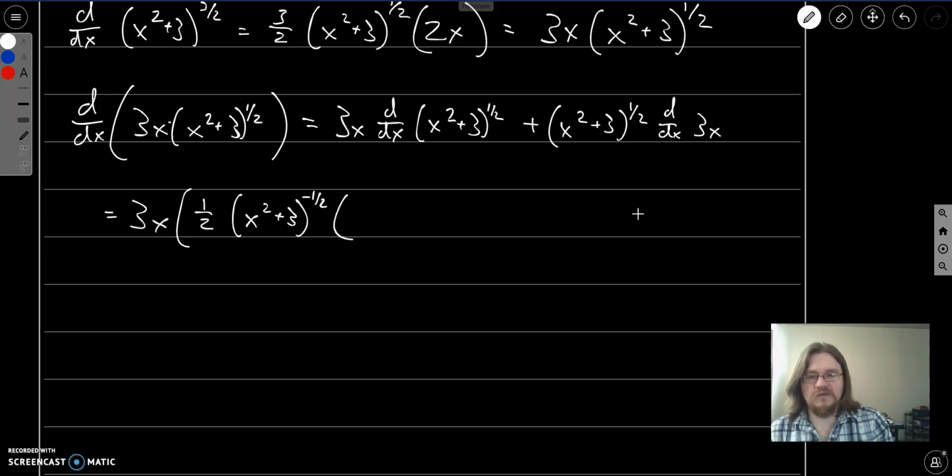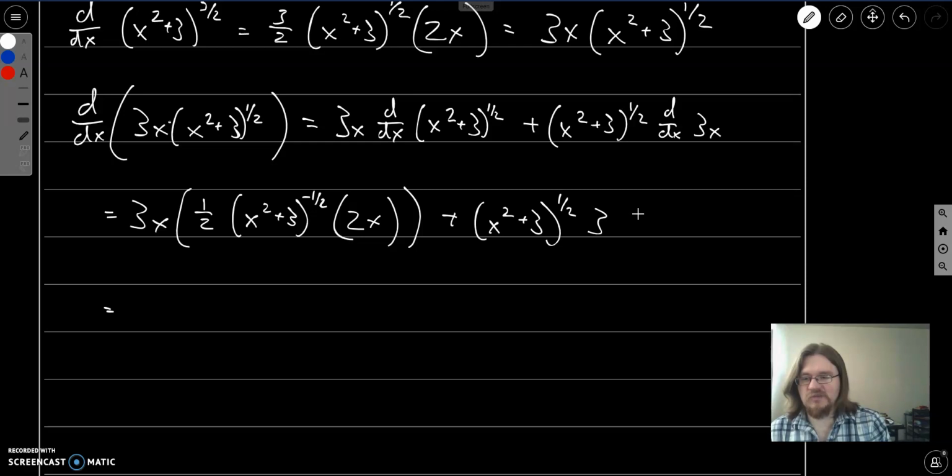Well, the derivative of x squared plus 3, we already saw that. That's just going to be 2x. Again, the derivative of x squared is a 2x, the derivative of 3 is a 0, so I just won't include that 0 there. So we have 3x times the derivative of this mess, plus we have x squared plus 3 to the 1/2 times the derivative of 3x. Well, the derivative of 3x is just going to be 3.